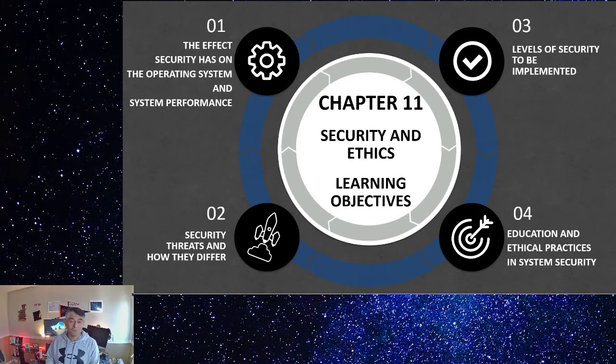There are 4 objectives that we have for today. The first one is the effect security has on the operating system and system performance. The second one is security threats and how they differ. The third one is levels of security to be implemented. And the fourth one is the education and ethical practices in system security.